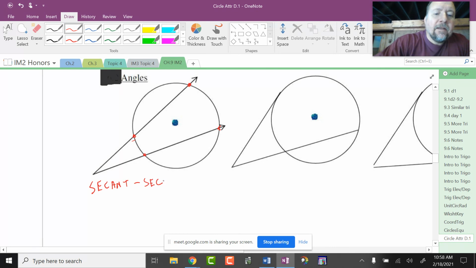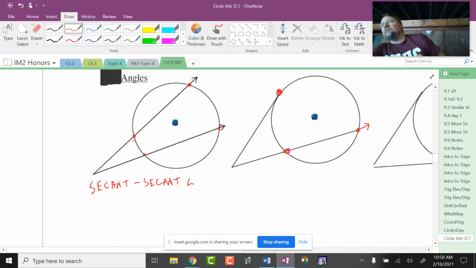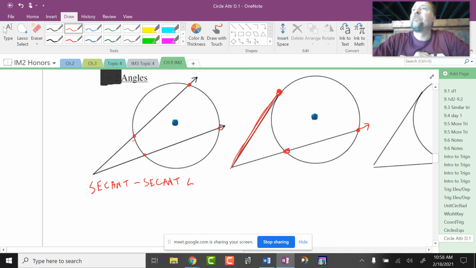So this is angle day. What's this one called? Of course, this is called a secant. It should go forever. But what's this other one called? 5, 4, 3, 2, 1 on the second one. What's this called right here? Nice. This is called a tangent secant angle.